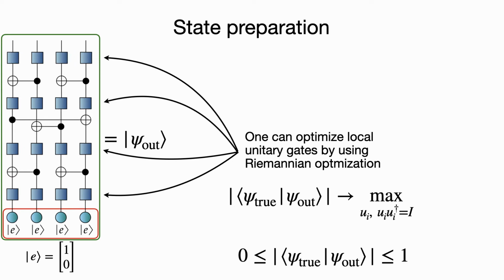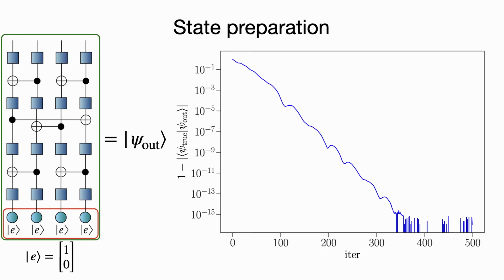Since local unitary transformations are elements of a manifold that is a special case of Stiefel manifold, one can use Riemannian optimization to solve this problem, to maximize quantum fidelity. As you can see on a slide, the difference between theoretical maximal value of a quantum fidelity and actual value of quantum fidelity drops rapidly towards zero value, and after this optimization process we have a properly prepared desirable quantum state by adjusted quantum program.